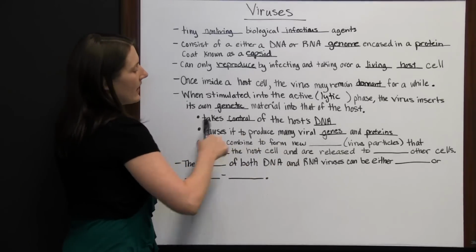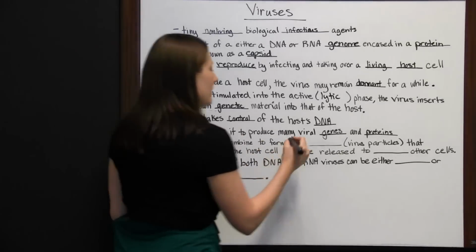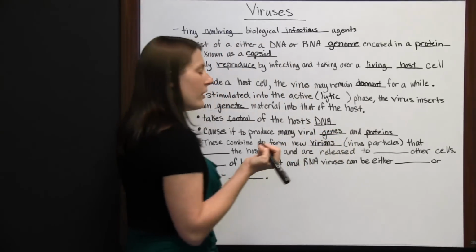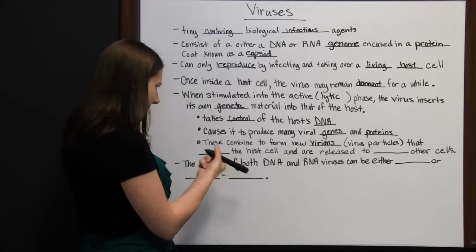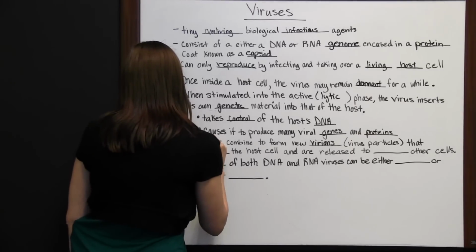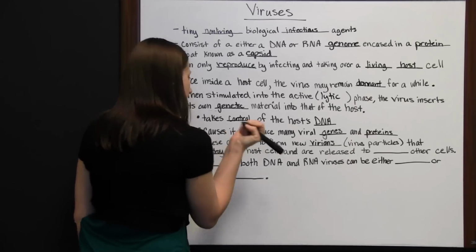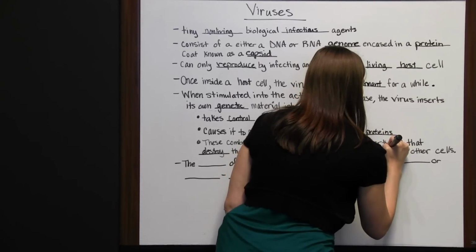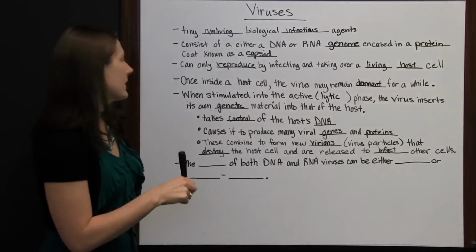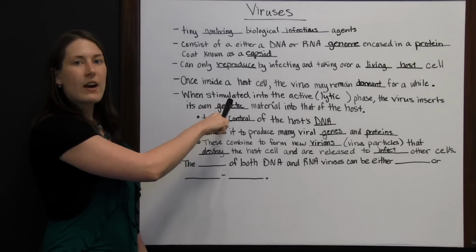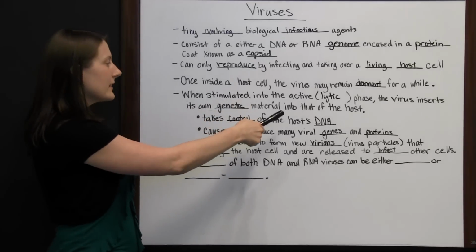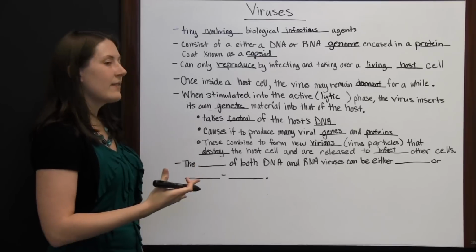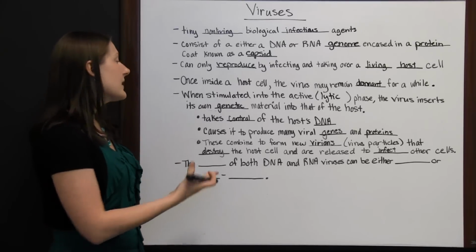And then all of these viral genes and proteins combine to form new virions or virus particles that destroy the host cell and are released to infect other cells. So what happens is, once the virus becomes active and it's in the lytic phase, it's going to insert its own genetic material into that of the host cell, so probably into the nucleus.